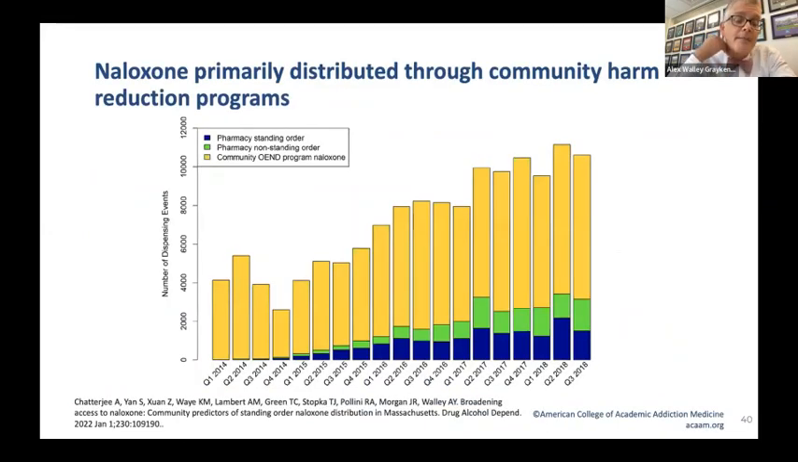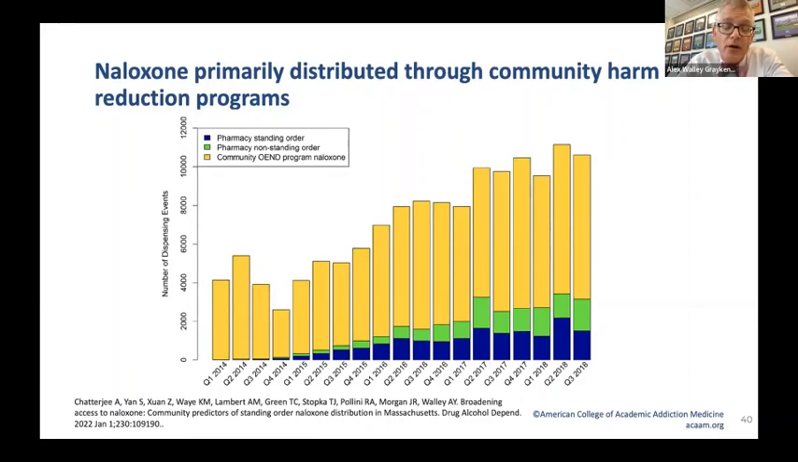Now, at that time, and even up to the present, the great majority of naloxone distributed in the community was distributed through harm reduction programs. So the yellow bars here, this histogram, presents the number of dispensing events per quarter in Massachusetts. And you can see that quarter to quarter, the largest fraction of naloxone is coming through community OEND programs.